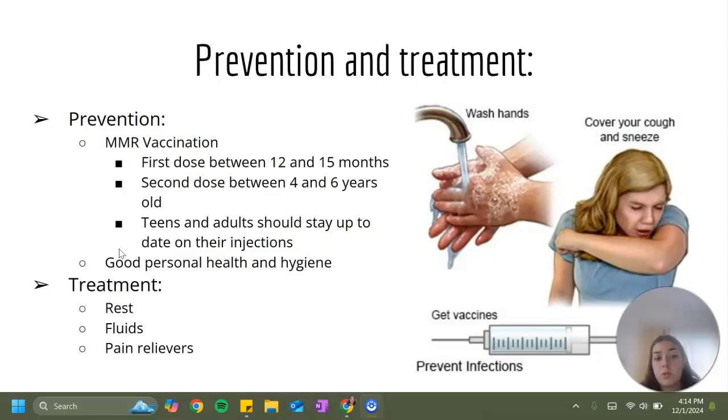And as well as good personal health and hygiene, such as the image on the right, as it shows to wash your hands, cover your cough and sneeze, and get your vaccines. And treatment usually just consists of rest, fluids, and pain relievers because we don't see other treatments that do much for rubella.